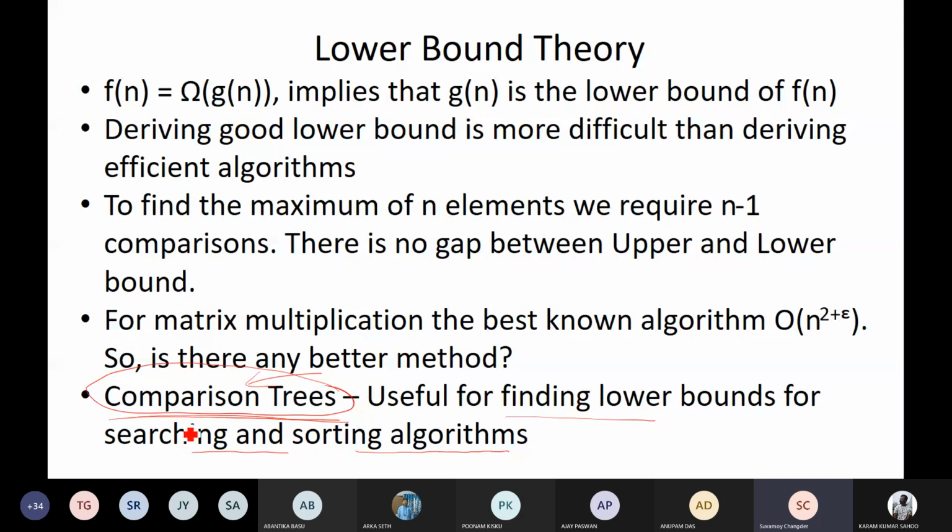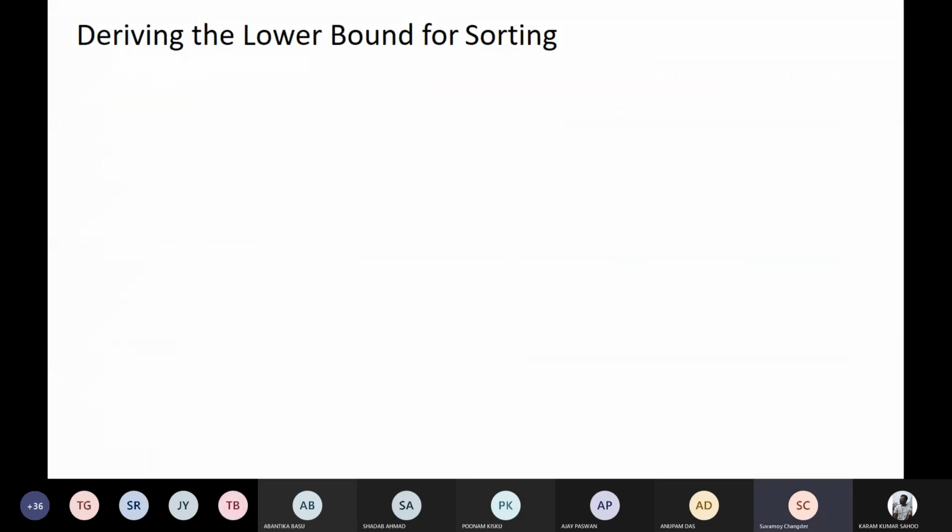You will find that searching and sorting all depend upon a particular theory or method. That's why we are saying that it is a comparison tree. So the comparison tree is a useful method for finding lower bounds for searching and sorting algorithms. There are some other methods, but these are beyond our syllabus, so we will only discuss the lower bound theory for searching and sorting algorithms.